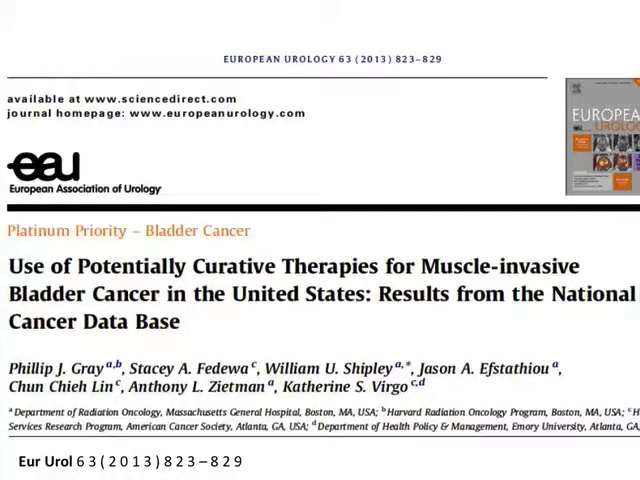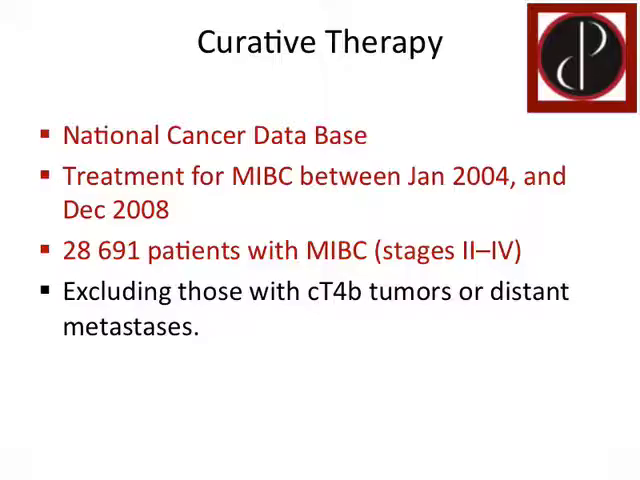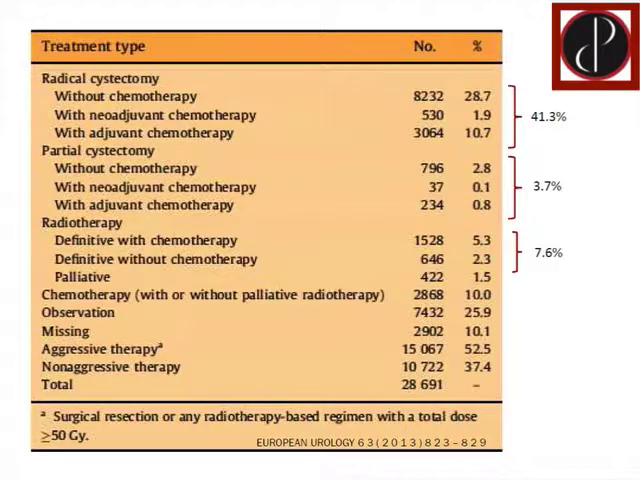And a recently published paper by Gray looked at the National Cancer Database, treatments for muscle invasive bladder cancer between 2004 and basically 2009. 28,000 patients with a stage 2 and a stage 4. They excluded T4B. And if you look at their data, 41% were actually treated with radical cystectomy, with or without chemotherapy, neoadjuvant or adjuvant.